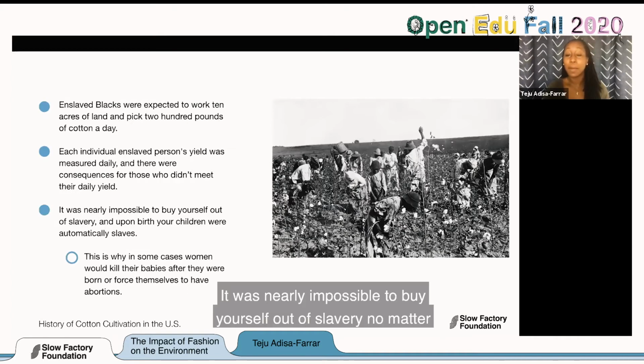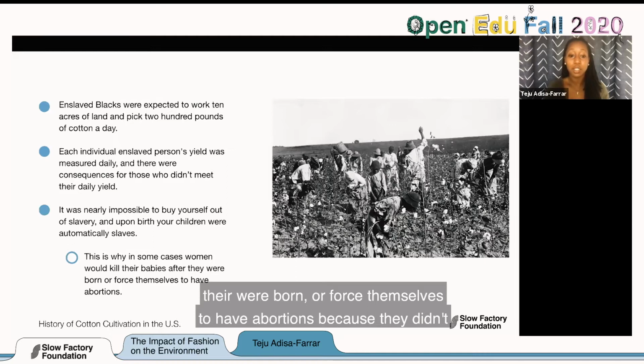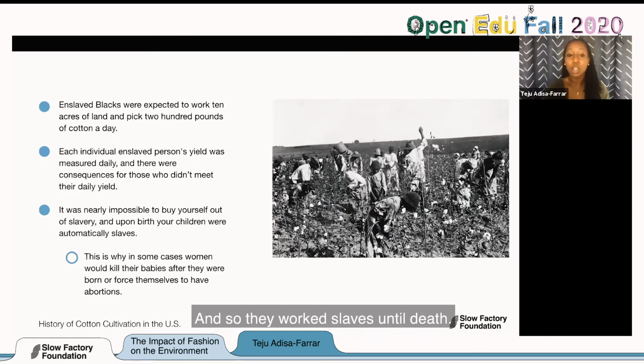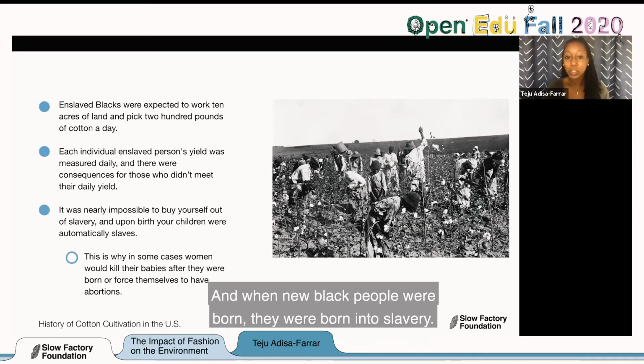It was nearly impossible to buy yourself out of slavery, no matter how much cotton you picked. And upon birth, your children were automatically slaves. And so this is why in some cases, women would kill their babies after they were born or force themselves to have abortions because they didn't want their children to be born into a system that not only degraded Black people, but also degraded the earth and was about backbreaking work. And so they worked slaves until death. And when new Black people were born, they were born into slavery.